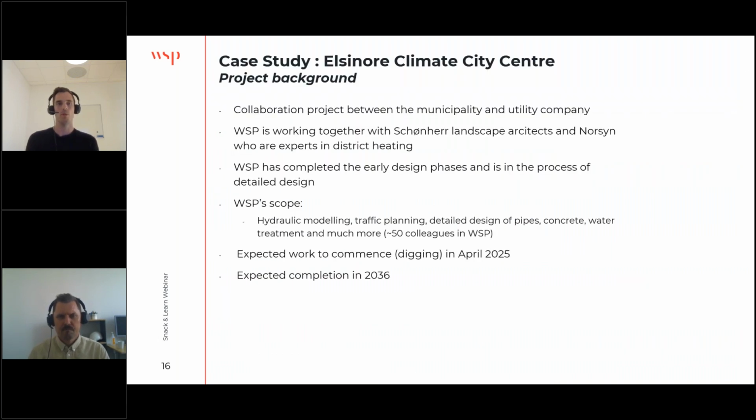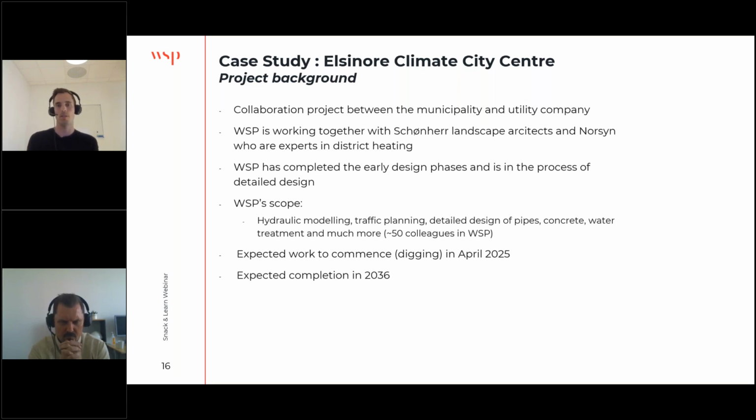So to give you some project background, this is a collaboration project between the municipality and the utility company. And we, WSP, are working together with Jørn landscape architects and Nordsyn, who are experts in district heating. So we have completed the early design phases, and we're now in the process of detailed design. And our scope is a lot, but to give you some info here, we're doing the hydraulic modeling, some traffic planning, detailed design of pipes and concrete and water treatment.